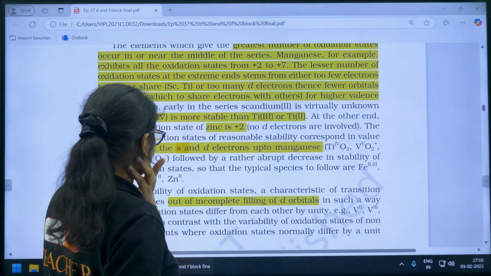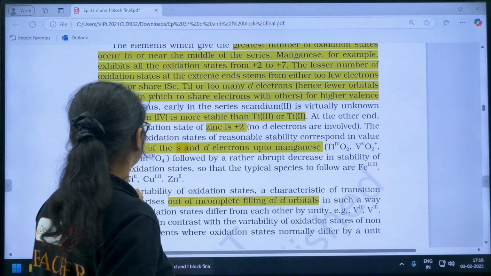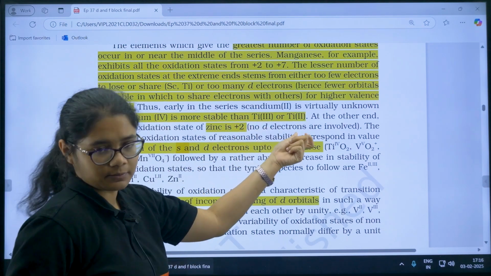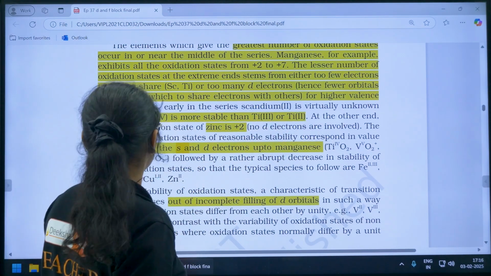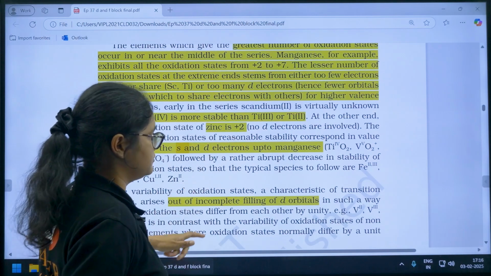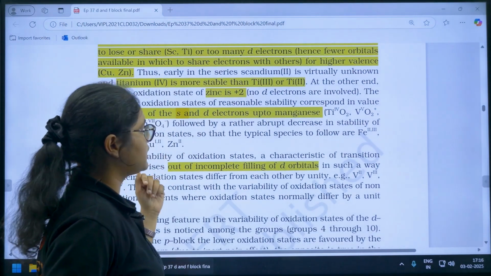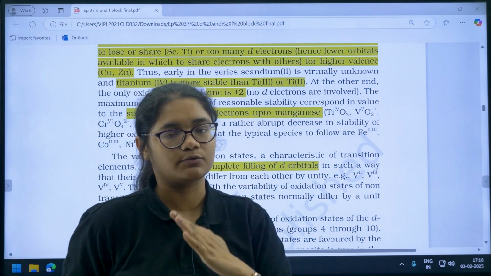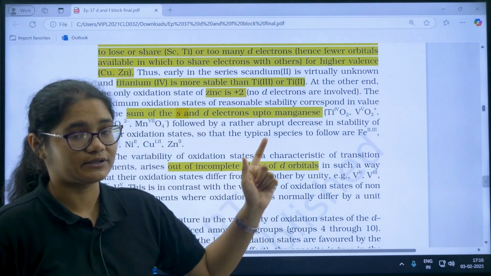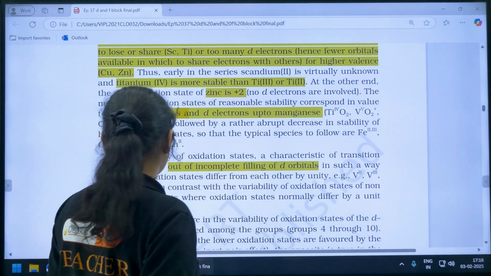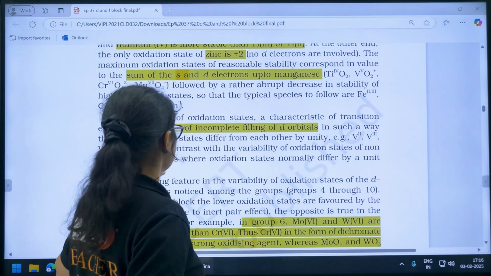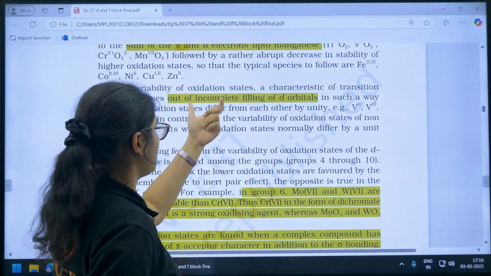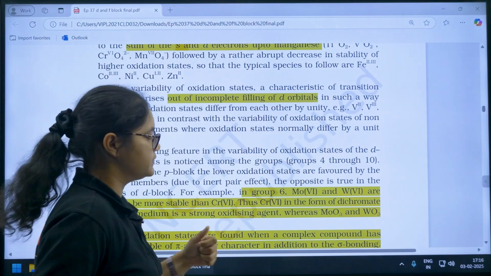Now one more thing about oxidation state is that titanium +4 is more stable than titanium +3 or +2. Okay. At the other end, the only oxidation state of zinc is +2. Okay. Generally, up to manganese, the highest oxidation state is equal to the group number of the element. This question was there in the midterm paper of Bangalore South. Okay. Now why are so many oxidation states there? That is because of the incomplete filling of d orbitals.